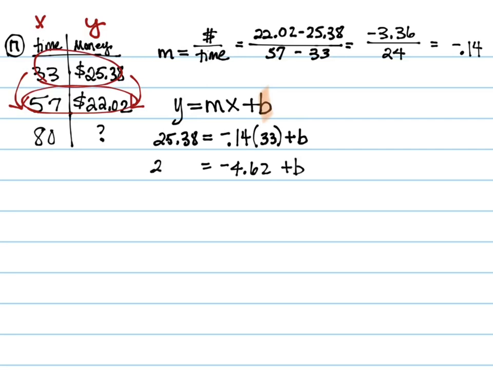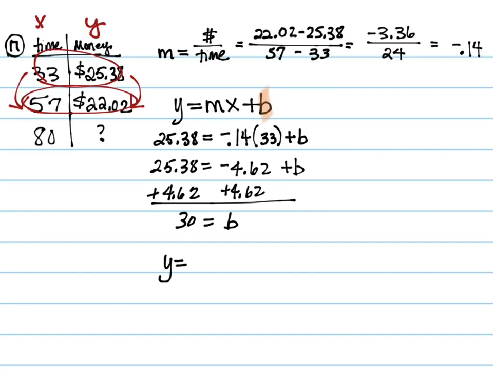On the left, I have 25.38. So what would I do? Yeah, I'd add the 4.62. And it's 30. Initially, there was $30 on the phone card. So my equation is y equals negative 0.14x plus 30. And how could I find out how much it costs for my 80-minute phone call? Yeah, or how much is left on my card.